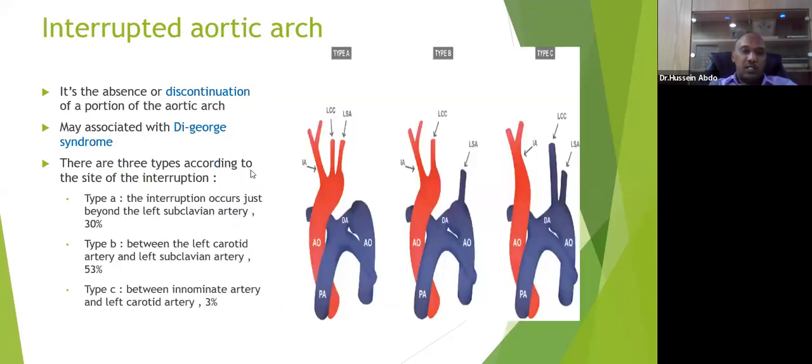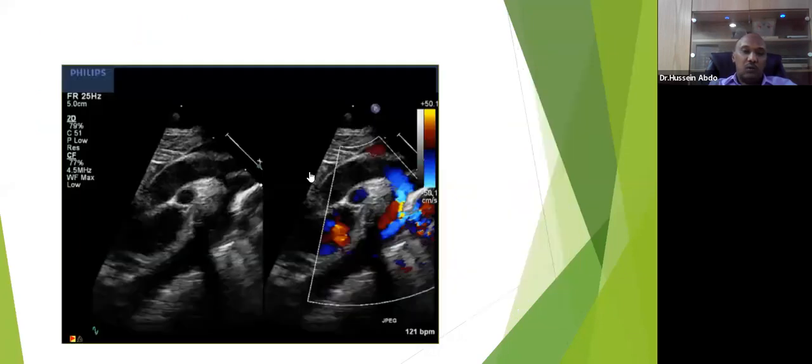Interrupted aortic arch, there are 3 types, A, B, and C. In this lesion, there is a discontinuation between the ascending, transverse, and descending aorta. This is the ascending aorta. This is the descending aorta. So instead of continuation, there is a discontinuation, and the lower part of the descending aorta is supplied by the ductus arteriosus. It is mandatory, as mentioned by Dr. Bashir, in this patient. They cannot survive if they don't have a shunt like a patent ductus. So we need to start them on prostaglandin.